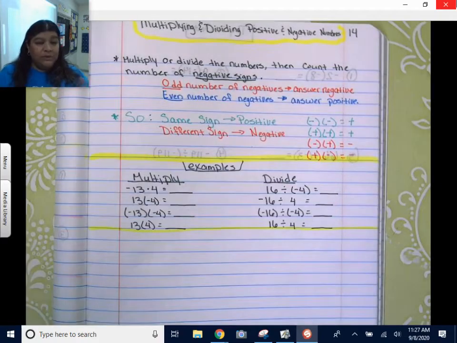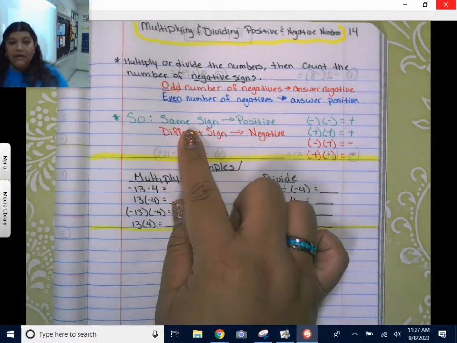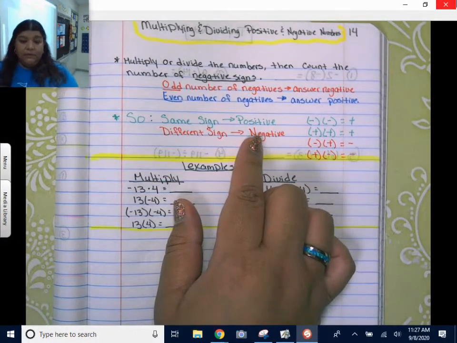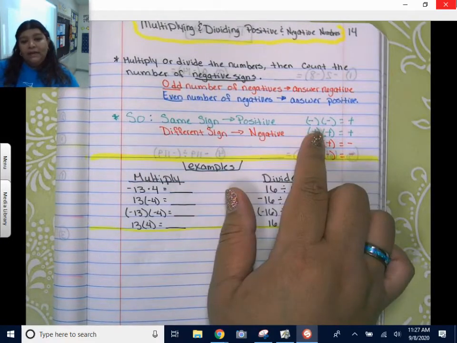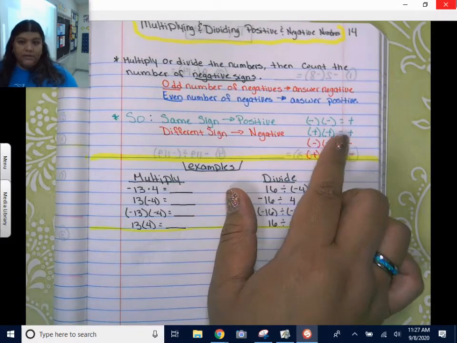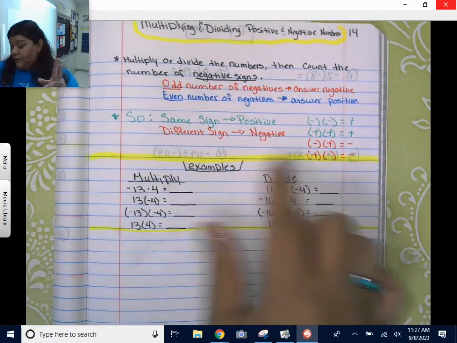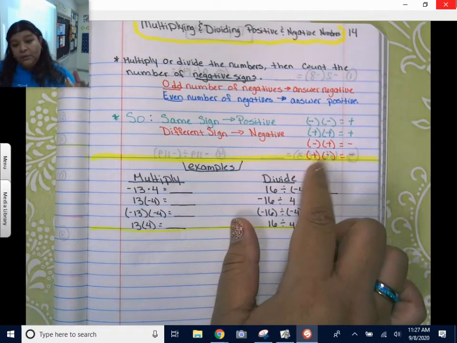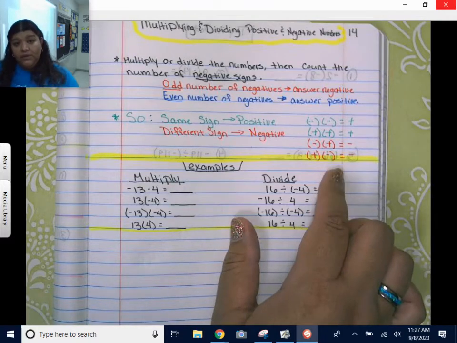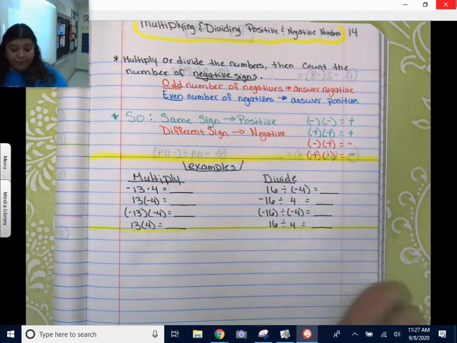Now, if you're just multiplying two numbers together, two factors, or dividing two numbers together, then if they have the same sign, your answer is going to be positive. So if you're multiplying a negative times a negative or a positive times a positive, your answer is going to stay positive. If you're multiplying or dividing different signs, for example a negative and a positive or a positive and a negative, your answer will always be negative, regardless of who's bigger.